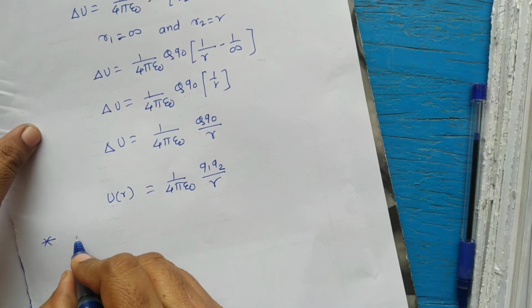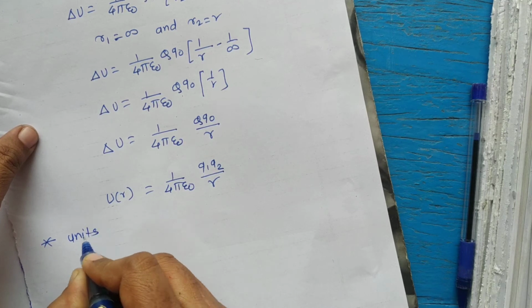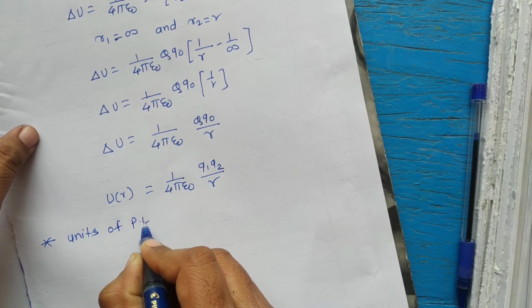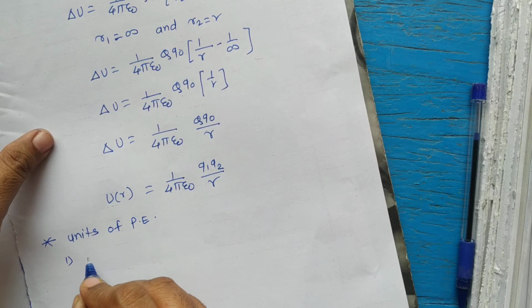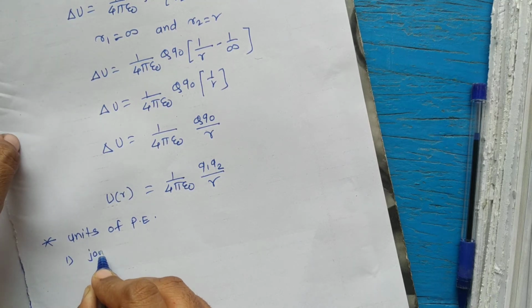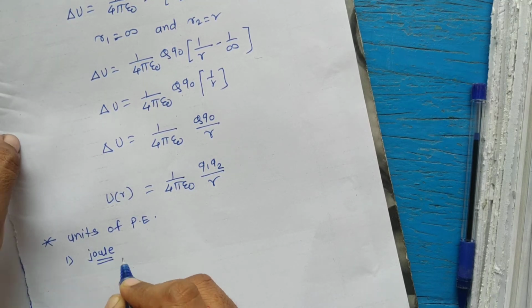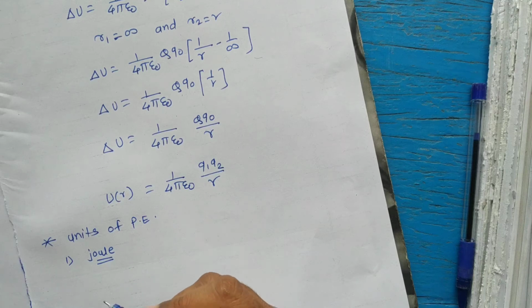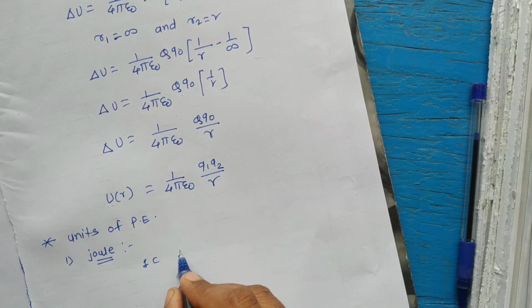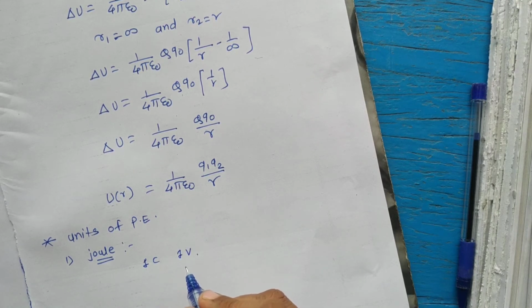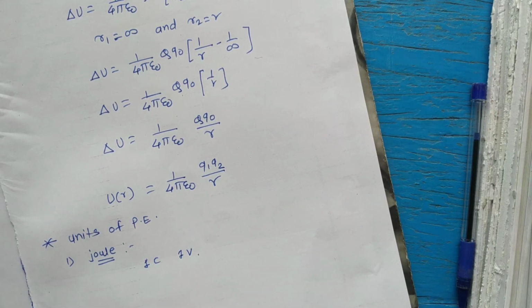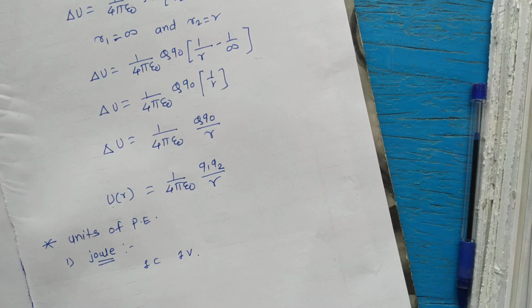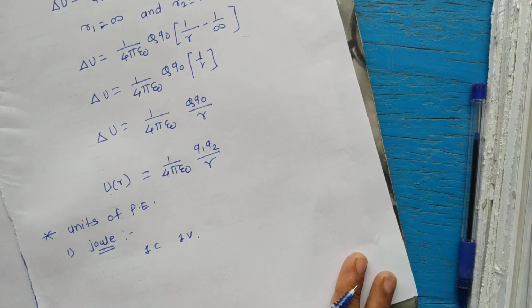The next point is units of potential energy. First unit for the potential energy is the joule. 1 joule is the energy stored in moving a charge of 1 coulomb through a potential difference of 1 volt. What is the definition of the 1 joule? It is the energy stored in moving a charge of 1 coulomb through a potential difference of 1 volt.